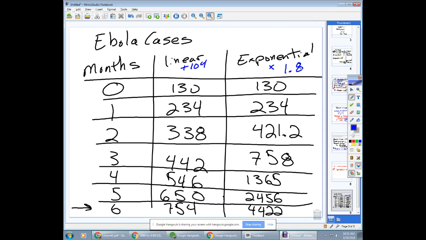So my formulas, repeated addition is multiplication, so that's going to be 104 times the number of months, t, plus my starting point, 130. For exponential, my starting point is 130 times my multiplier of (1 plus 0.8) raised to the power of t. And those are the formulas you should have ended up with. Linear in blue, exponential in red.